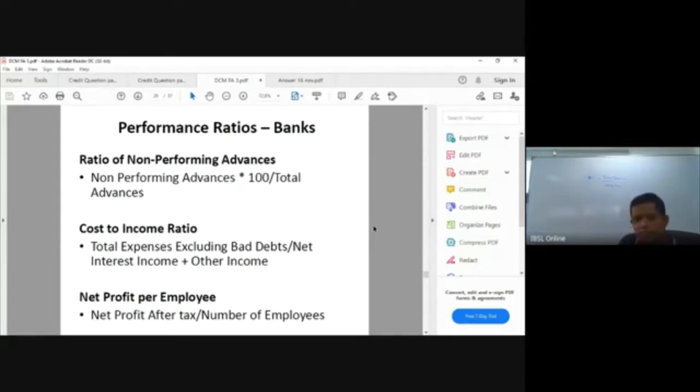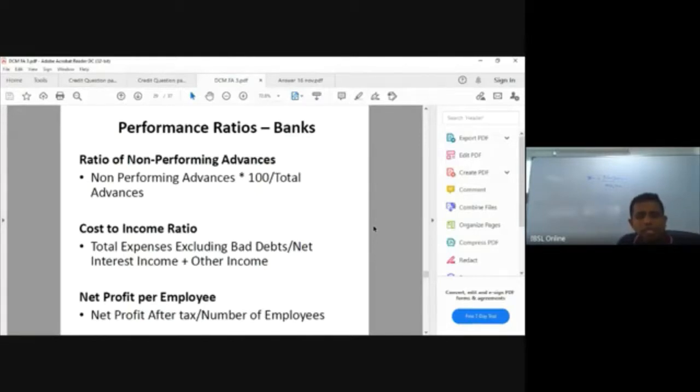There was a moratorium given to all customers. Due to that moratorium, this ratio has been held up to some extent, but once the moratorium is lifted, we can see the actual scenario of this ratio.